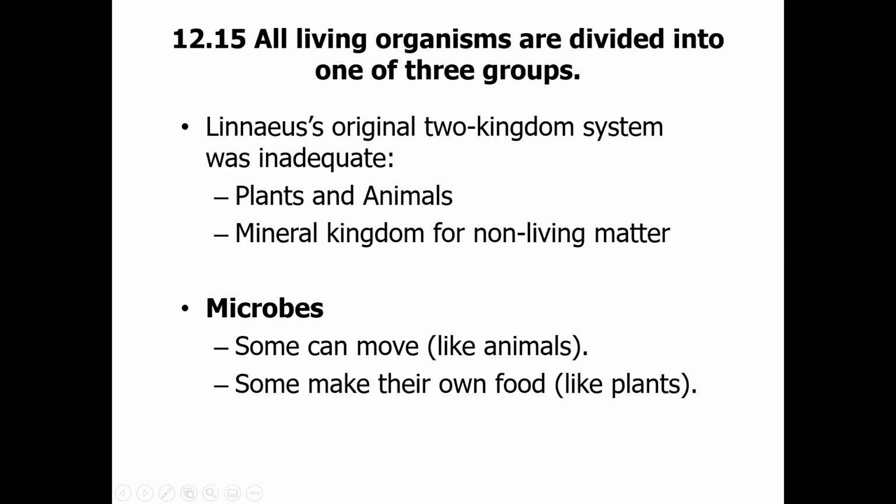Okay, so for this last part of the lecture, we are going to look at the classification system and how we ultimately came up with 3 domains. Initially, Carolus Linnaeus came up with this 2-kingdom system: the plant kingdom and the animal kingdom. Basically, if you were stuck in place and made your own food, you were considered a plant. If you moved around, swam, or flew, you're an animal.